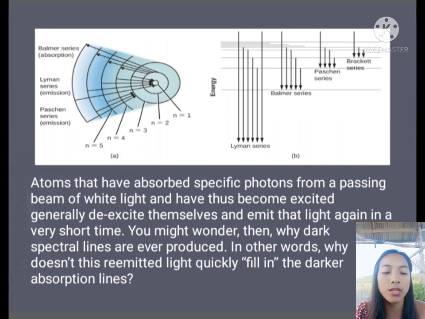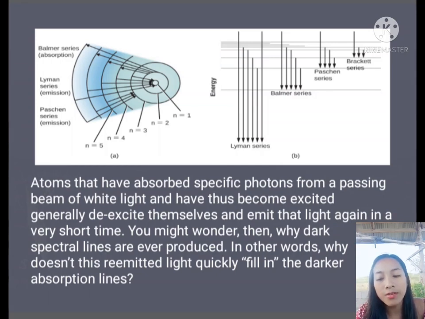So each series of arrows represents electrons falling from a higher level to a lower one. So yun ang arrow, di ba, pababa siya, releasing photons or waves of energy in the process. As the arrows go down or fall down, it releases photons of energy or waves. So yun yung nasa pictures, or the illustration na given, yung letter A and letter B illustrations.